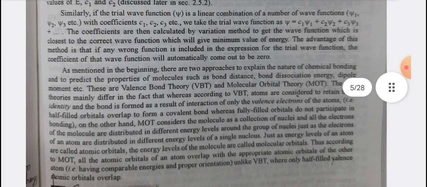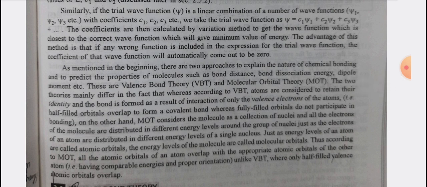Similarly, if the trial wave function psi is a linear combination of a number of wave functions psi 1, psi 2, psi 3, etc. with the coefficients C1, C2, C3, etc., we take the trial wave function as psi equals C1 psi 1 plus C2 psi 2 plus C3 psi 3 plus so on. The coefficients are then calculated by the variation method to get the wave function which is closest to the correct wave function, which will give the minimum value of energy. The advantage of this method is that if any wrong function is included in the expression for the trial wave function, the coefficient of that wave function will automatically come out to be 0.